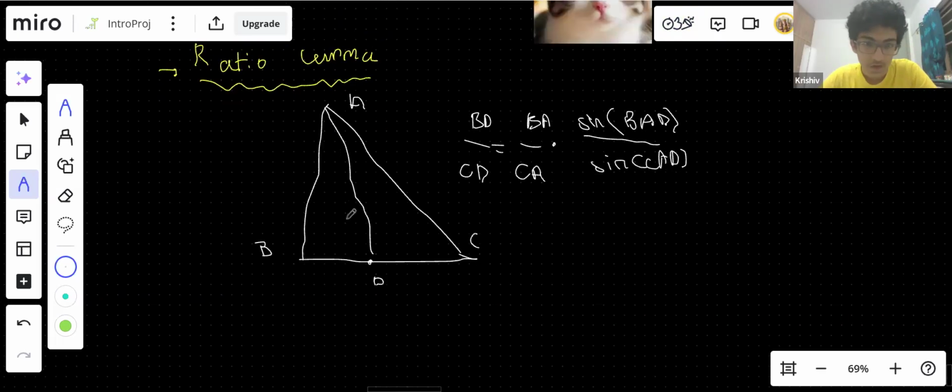Yeah, perfect. So we use the sine rule in triangle CAD and in triangle BAD, and we get BD over BA is sine this over sine this, and CD over CA is sine this over sine this. But these angles are 180 minus each other, so the sine cancels out. Sine k is equal to sine of 180 minus k.